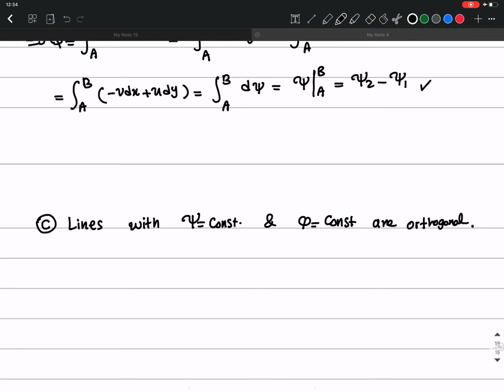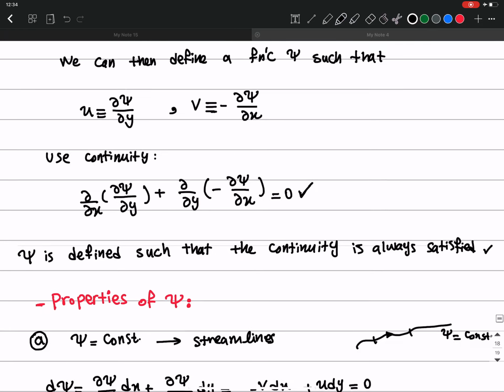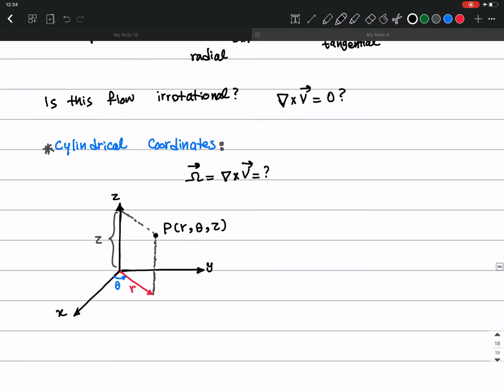Orthogonal. They are perpendicular to each other. So let's show this. What is d phi? So d phi is from the velocity potential from last time. If you remember, we already had it, we defined it.